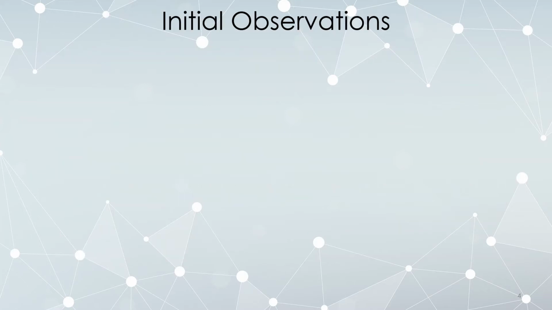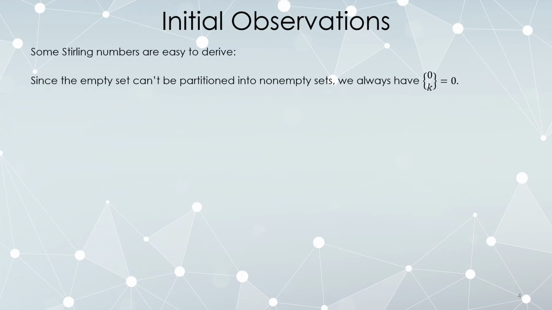So here are our initial observations about Stirling numbers of the second kind. Some of them are actually pretty easy to derive. The empty set can't be put into any partition. So how many ways are there to partition the empty set into non-empty subsets? 0, definitely. Remember, the number on top is how many elements go into the set.